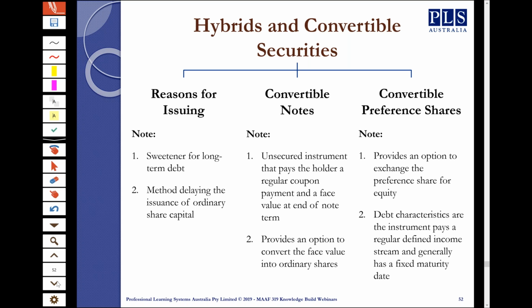Similarly, you've got your hybrids and your convertibles. Logic coming through with respect to your hybrids and convertibles. Make sure you're comfortable around the reasons for issuing. So sweetener for long-term debt, method of delaying the issuance of ordinary share capital. You've got your convertible notes, convertible preference shares. So convertible notes, unsecured instrument that pays the holder a regular coupon payment and a face value at the end of the note term. Provides an option to convert the face value into ordinary shares. Convertible preference shares provides the option to exchange preference shares for equity. Debt characteristics are the instrument pays a regular defined income stream.